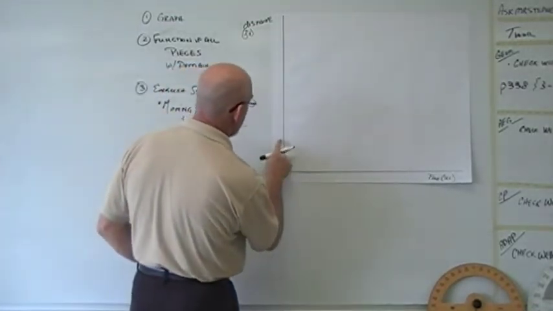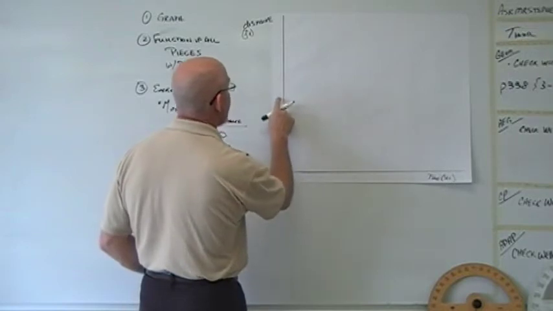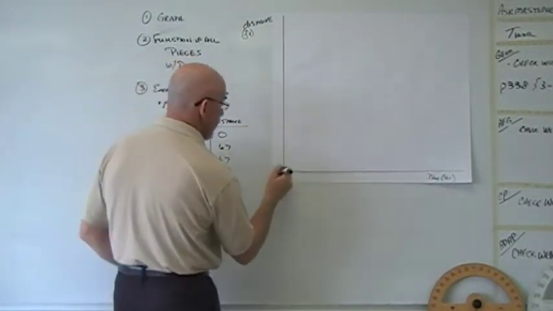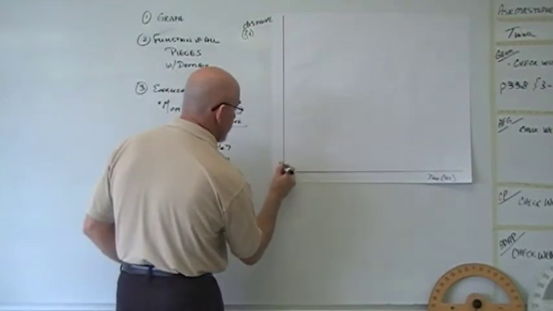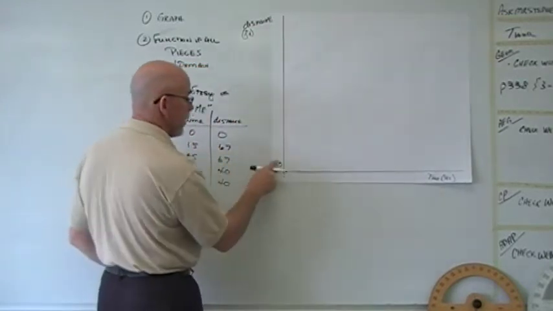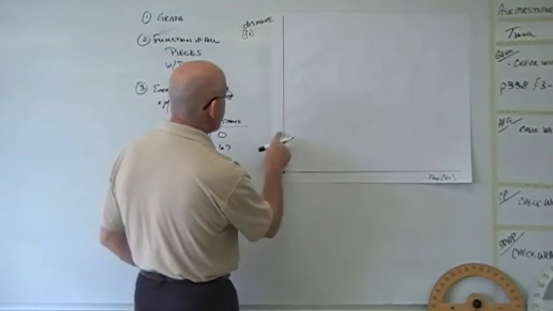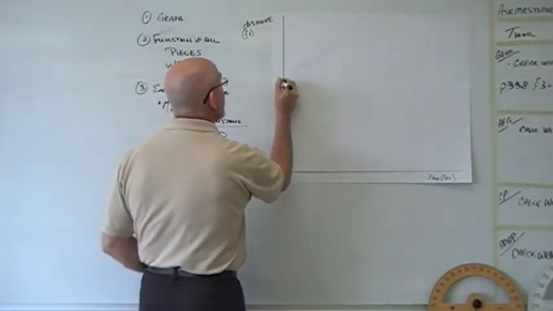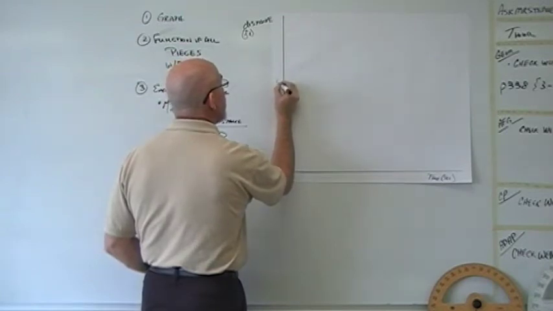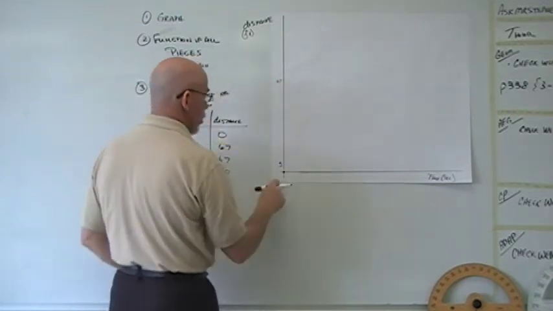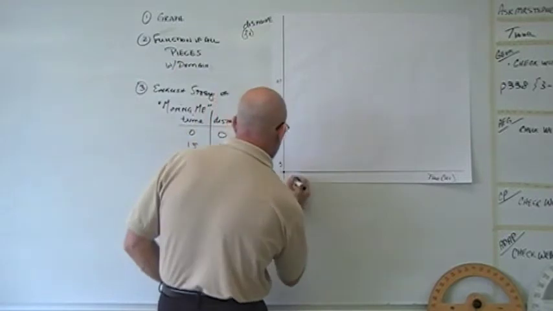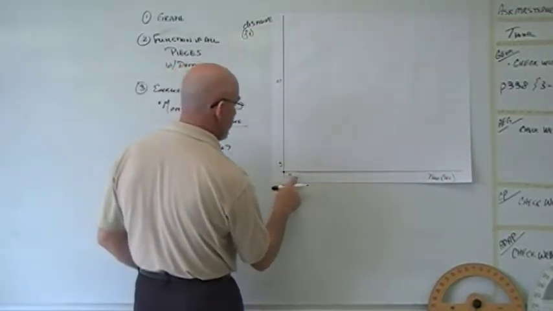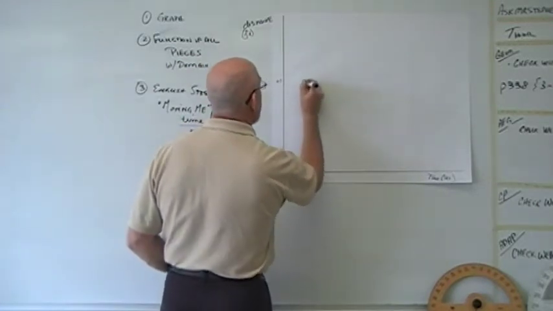1, 2, 3, 4, 5, 6, 7, 8, 9, 10, 11, 12, 13. 12 would be 60, so I'm going to go by 5s. Each one of these tick marks on my graph paper is going to be 5. So 5, 10, 15, 20, 25, 30, 35, 40, 45, 50, 55, 60, 65. And then 67 would be right in there. So I'm going to go 15, also making these tick marks worth a value of 5. So 5, 10, 15. And then I'm going to come up to 67.